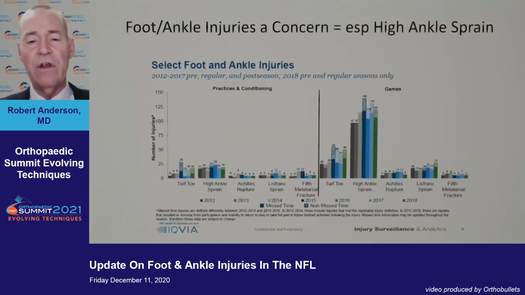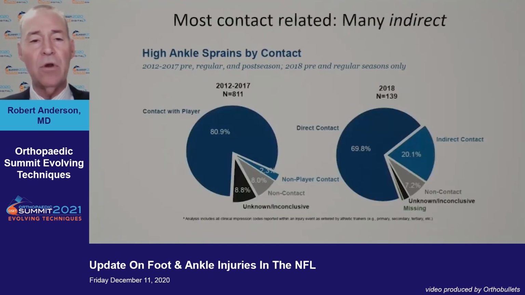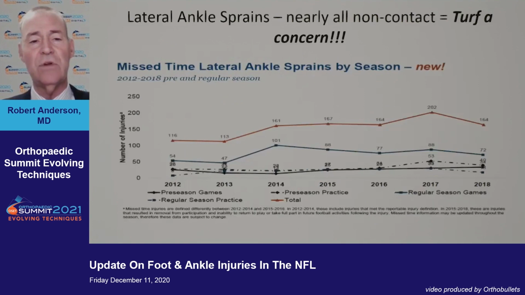So again, we're very concerned about lower extremity injuries, particularly to the foot and ankle, and especially the high ankle sprain. You'll see there that we average about 150 high ankle sprains in the NFL per season. So again, a tremendous concern. Now, high ankle sprains have definitely captured our attention, and most of them occur by contact. Some direct contact, some indirect contact, but not many occur with non-contact injury.